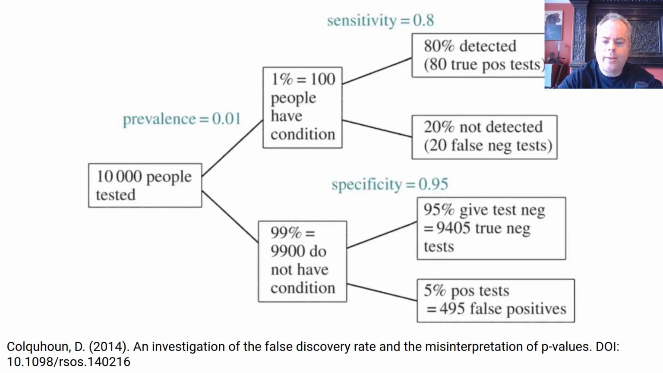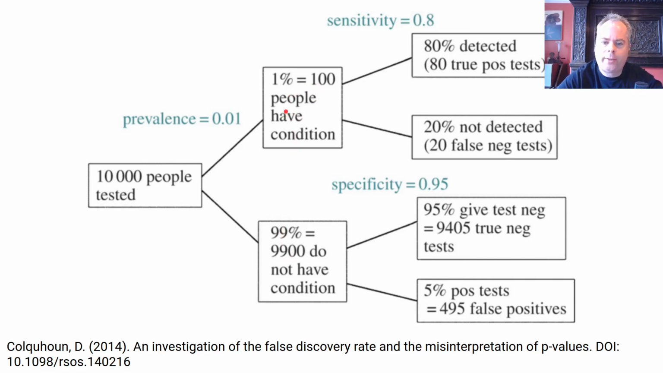Imagine we tested 10,000 people. So 10,000 people were tested. We know that the prevalence of the condition is 1%. So we know that of those 10,000 people, 1% will have the condition, which is 100 people. Therefore, 99% do not have the medical condition. So that's 9,900 people.